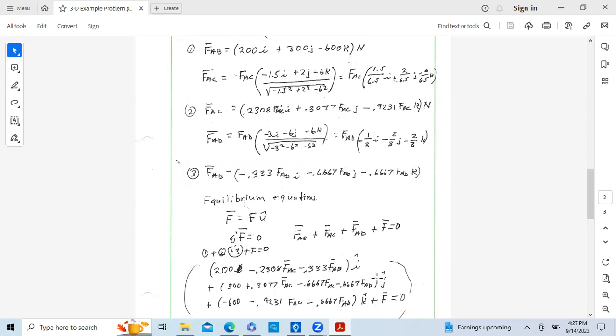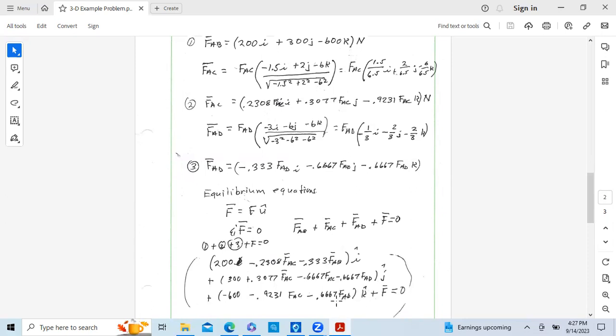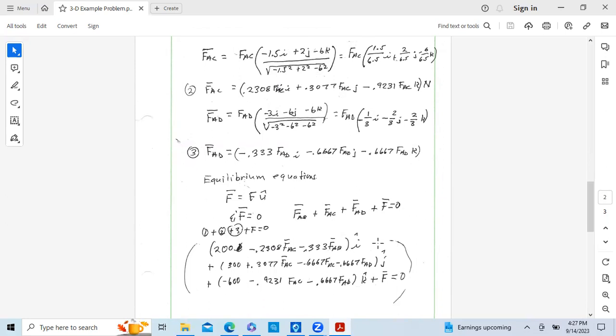And then I do the same thing with the j component. I add the j components together. And then I'm going to add all the k components together. And this is where the F force comes in. It's directed in the k direction. So I have 3 equations, i, j and k.